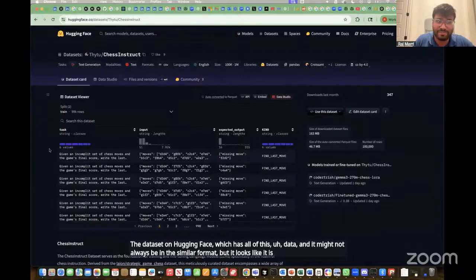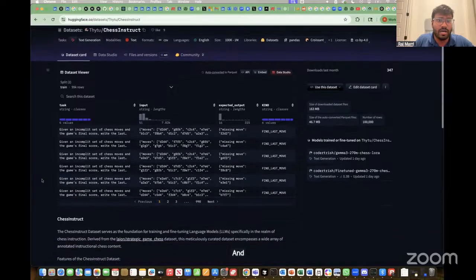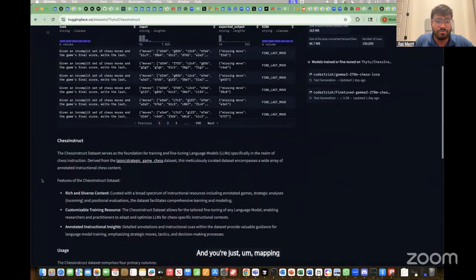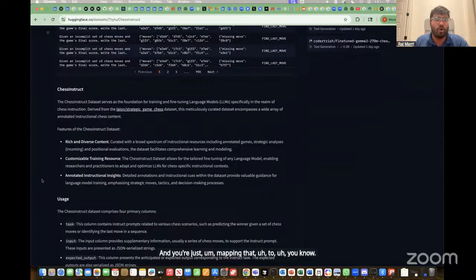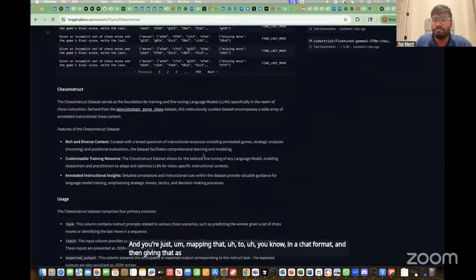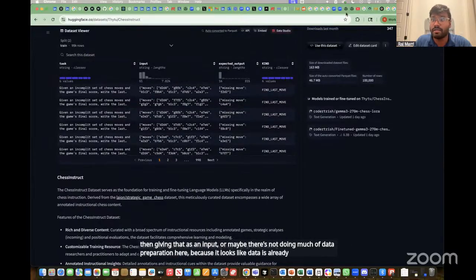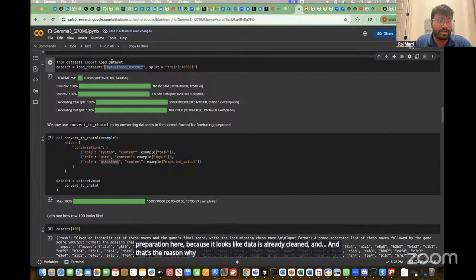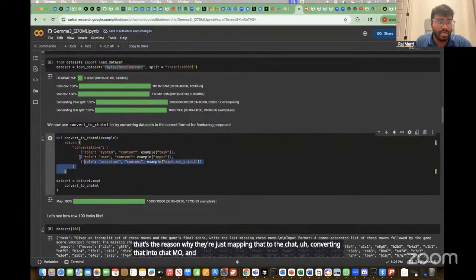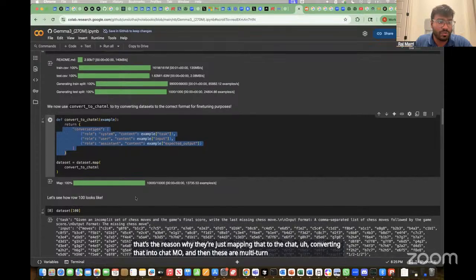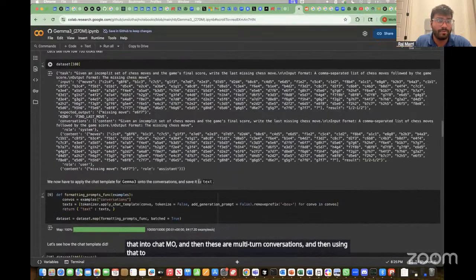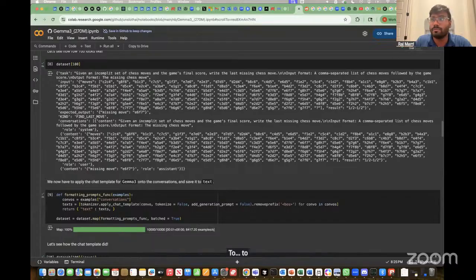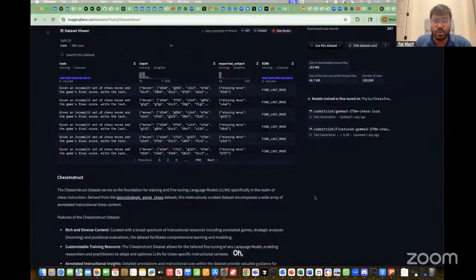But I mean, they have a bit of change. There's a given task, there's an input and an output, and you're just mapping that to a chat format and then giving that as an input. Or maybe they're not doing much data preparation here because it looks like the data is already cleaned, and that's the reason why they're just mapping that to the chat, converting that into ChatML, and then these are multi-turn conversations, and then using that to train the model. So yeah, I don't know if I answered the question.